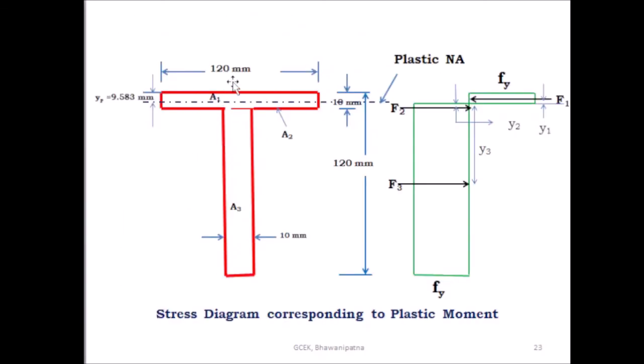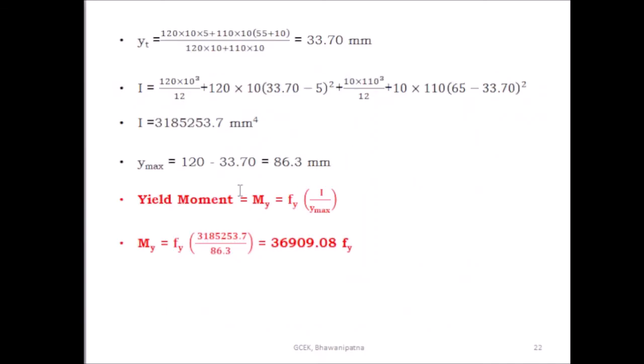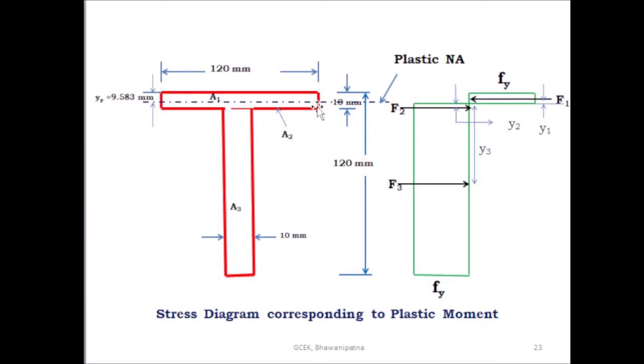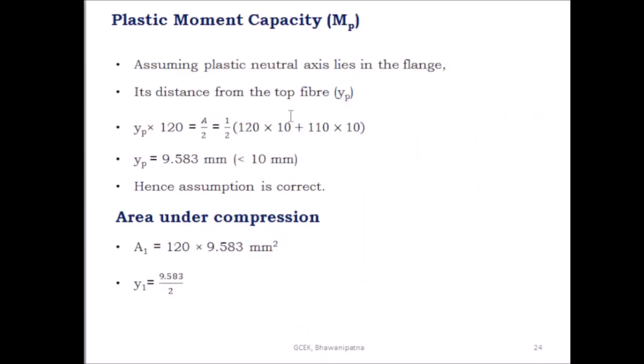Yp into 120 is equal to A by 2, because the plastic neutral axis divides the area into two equal halves. So one half is yp into 120, and the other half is what you don't know. So yp into 120 is equal to total area by 2. The total area is 120 into 10 plus 110 into 10, divided by 2.